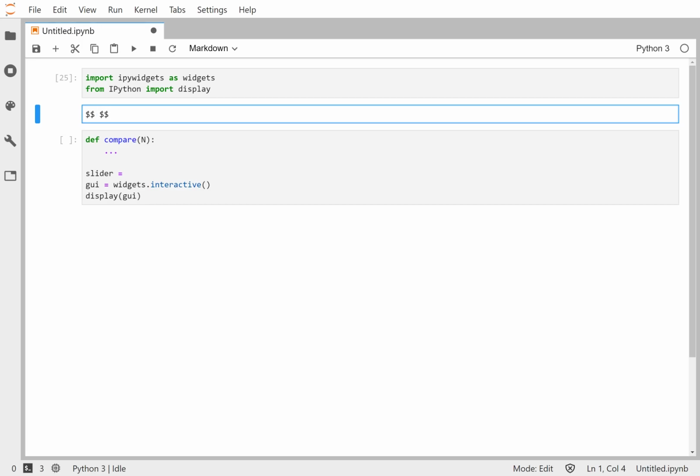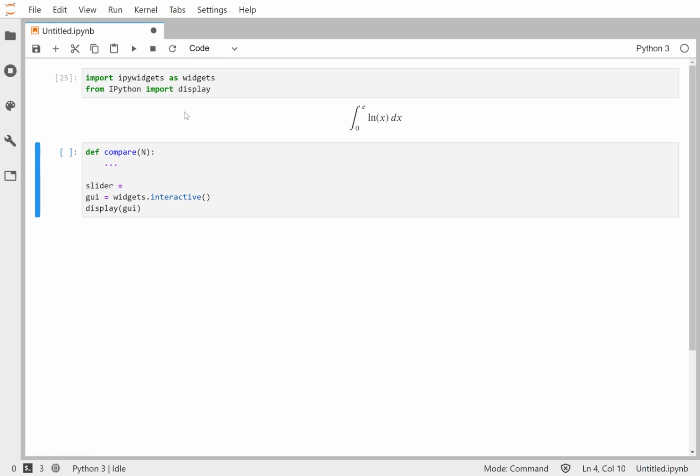But what I want to do here is evaluate the integral that ranges from 0 to e, the base of the natural logarithm. And the thing I want to integrate in here is the natural log function of x, with a nice little space in there, dx. Okay, so that's the math I want to evaluate here.